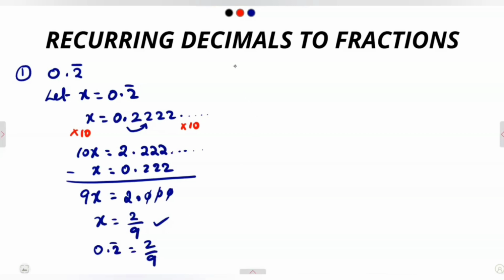So let me tell you a short trick for this. If there is a number like 0.2 bar, first write the number without the decimal as the numerator, and over it, for the number of digits repeating, write that many 9s. That's it. So 0.2 bar is equal to 2 by 9. If there is a number 0.3 bar, you should write it as 3 by 9. Simple. Right? Let us go to the second example.